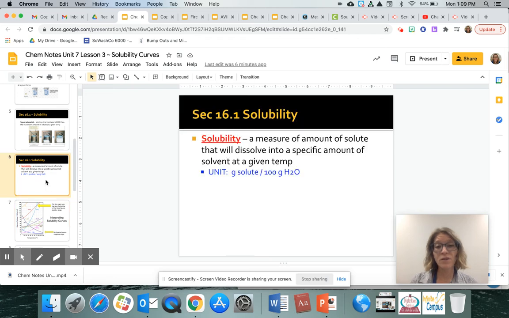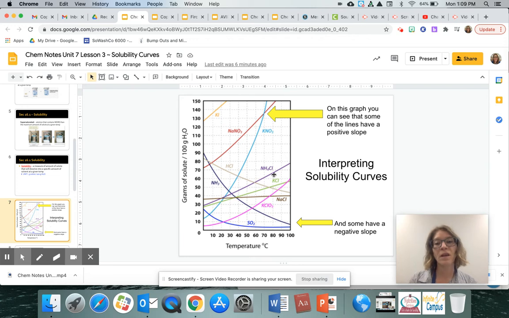All right, so that's it for the vocab piece. Now I'm going to show you how to read and how to interpret these graphs. So this is a picture of a solubility graph. It's got a bunch of lines. So if you notice, the colored lines represent the specific chemicals that are the same color.